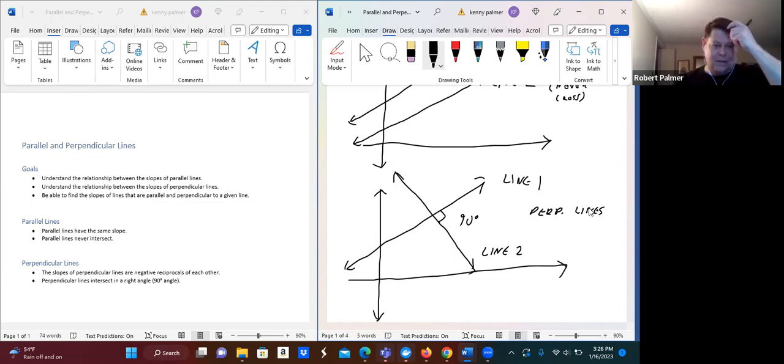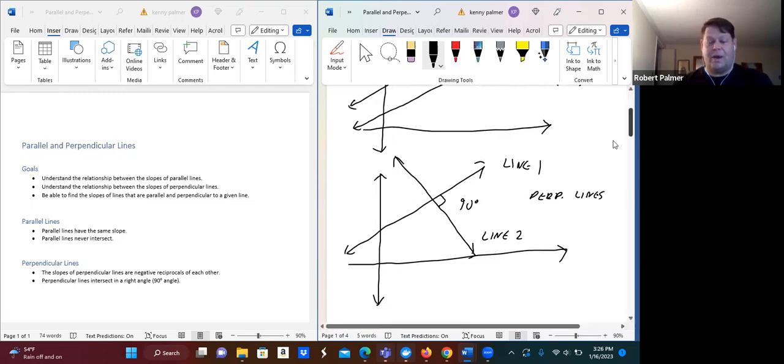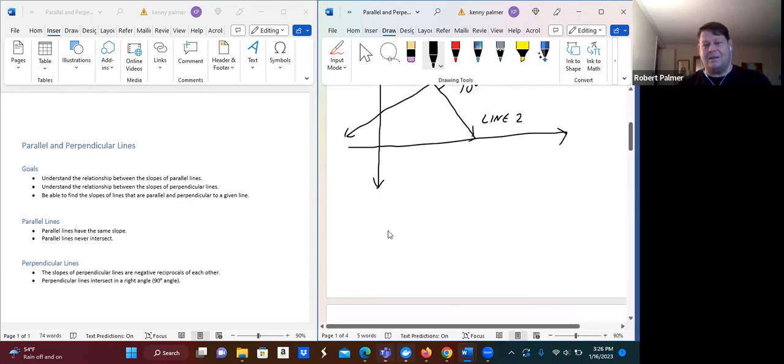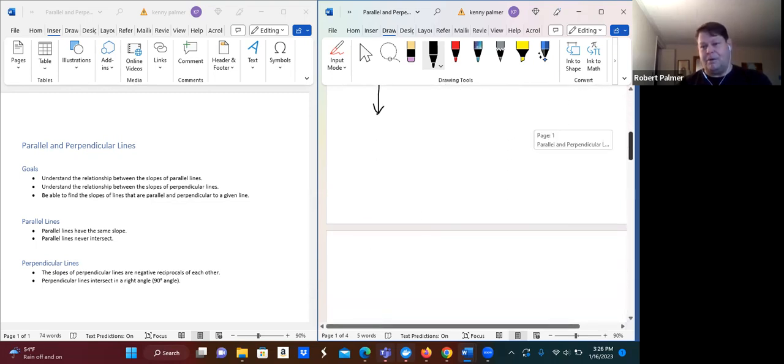These are perpendicular lines. Perpendicular lines cross at a 90-degree angle, also called a right angle. Straight lines can only cross either once or be the same line, so in this case they have one intersection. If you measure any one of these angles, it is 90 degrees. Now let's practice a bit with finding parallel and perpendicular lines.